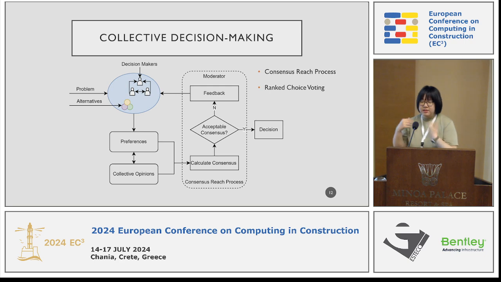And here's a general framework of one type of collective decision-making, which is reaching consensus. Also, we can do things like voting, ranked choice voting, or dot voting.